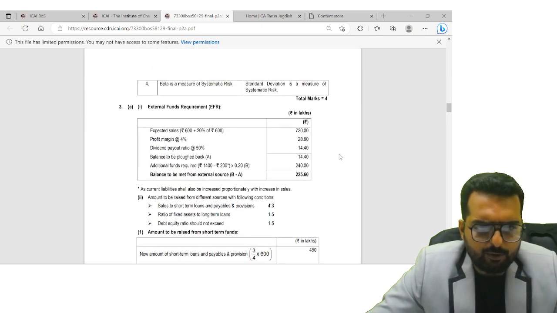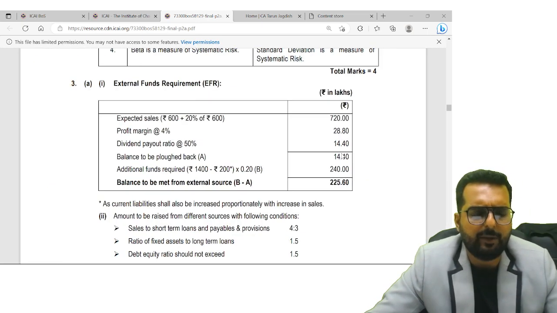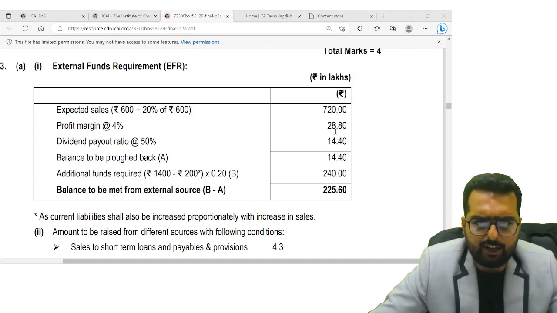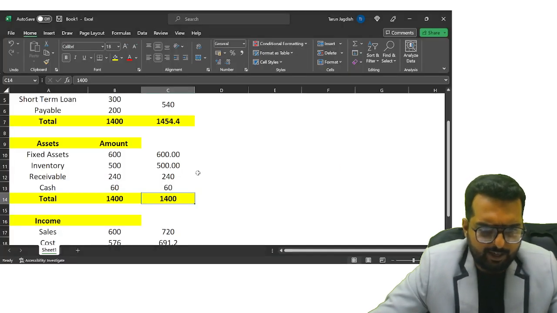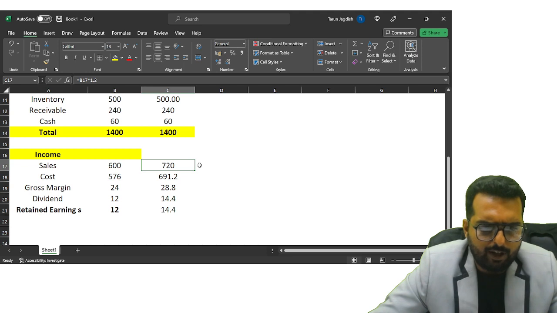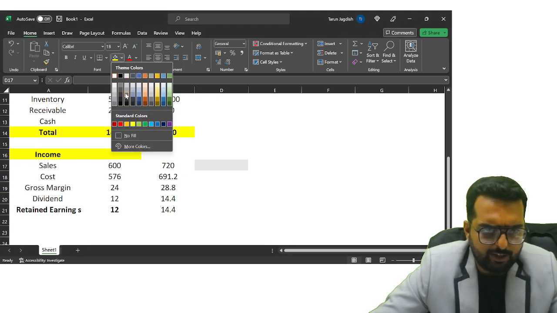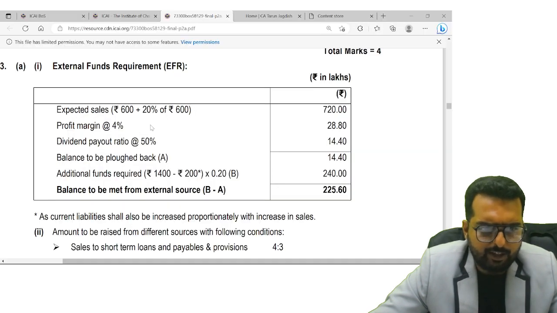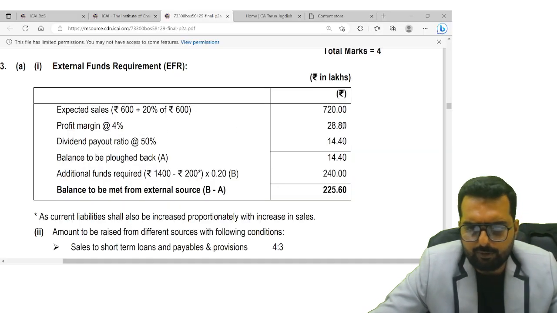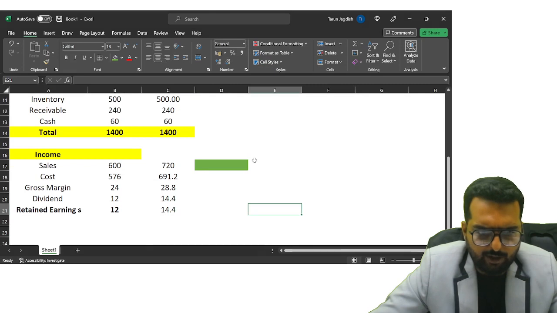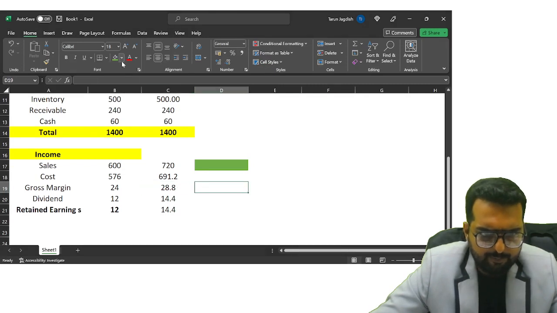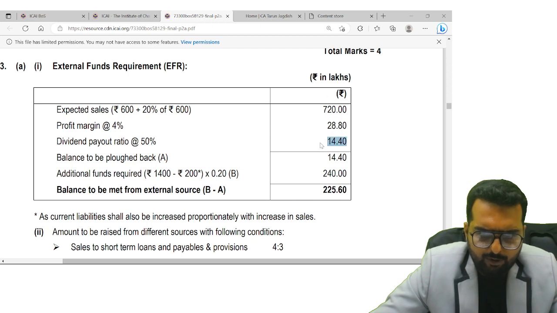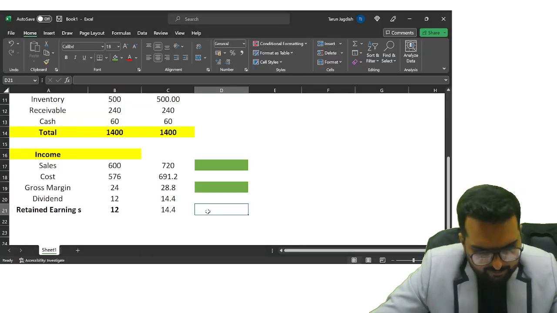Okay, this is the question we have done. Now see carefully. Alright, sales they have made 720. Did we also take it as 720 over here? Am I right? Yes. So that part we are also clear. I'll put a green over here so that we are sure that we have done it correctly. Alright, now look at the other one. Profit margin, 28.8. Did we also get 28.8? Yes. That part is clear. Dividend payout 14.4. Did we also get 14.4? Yes.